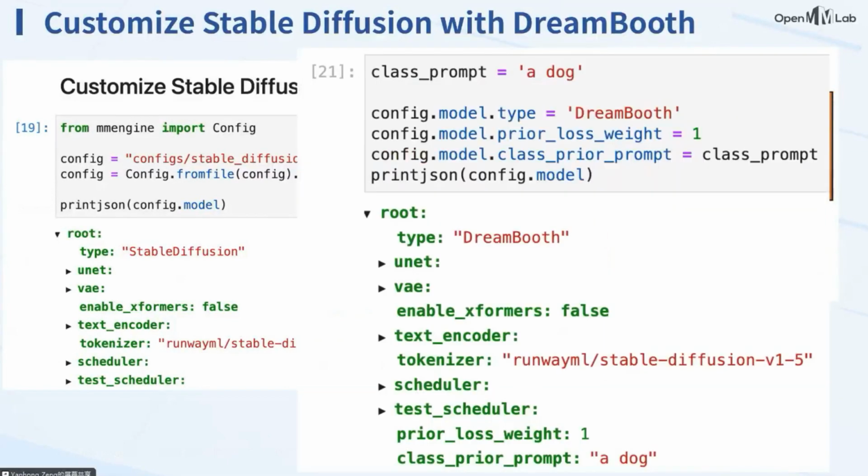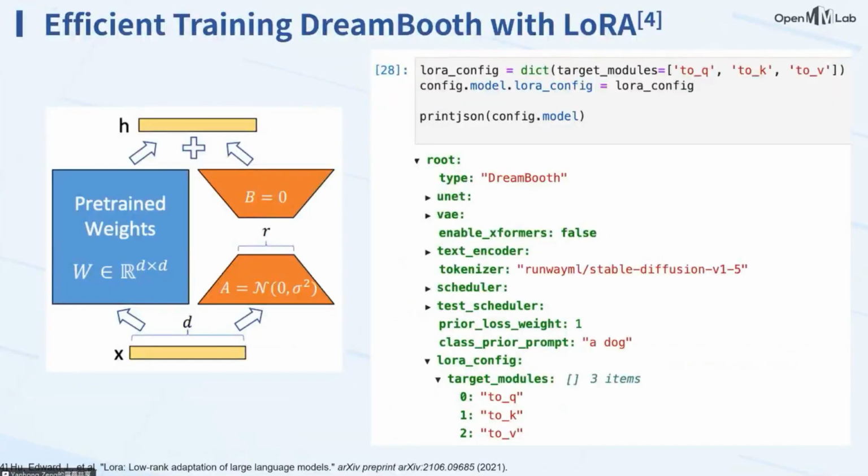And to enable it, we just need to specify the model type as DreamBooth. And we need to set the prior loss weight as 1, and also the class prior prompt introduced in that paper. And also we have enabled training DreamBooth with LoRA, which means we don't need to fine-tune the whole model weights of stable diffusion. We just need to add some learnable parameters to enable efficient fine-tuning.